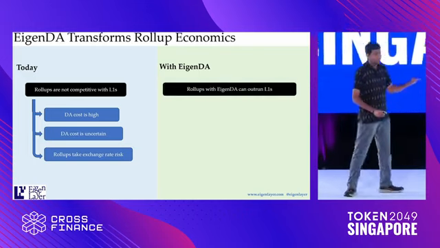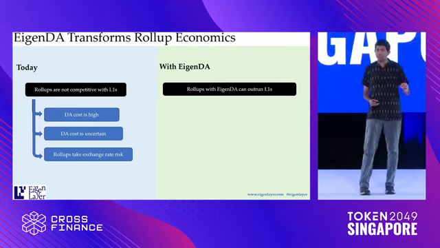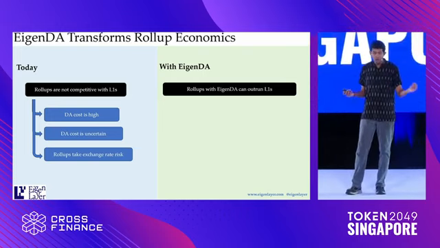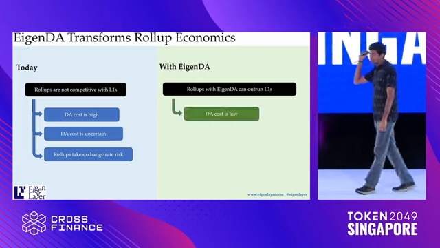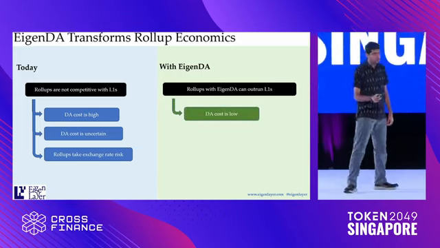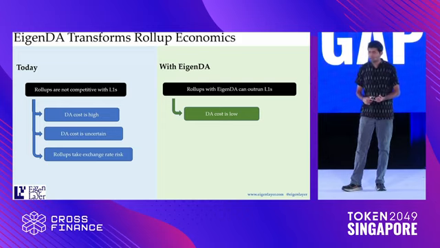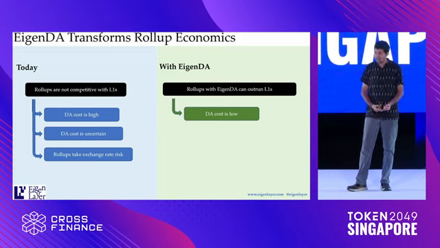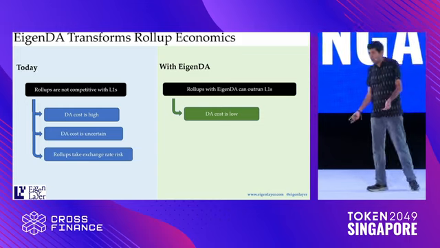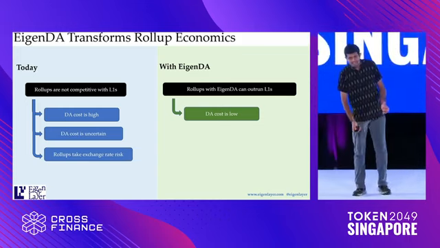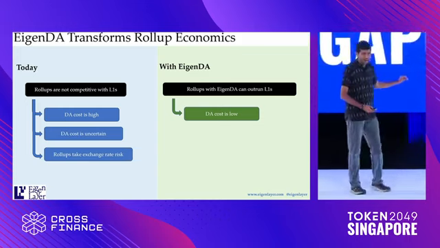EigenDA transforms all of this and makes rollups far more competitive than building your own layer 1. How is this? The first one is that data availability cost is really low. Why is it low? It's low because of the reasons I laid out earlier. No capital cost because capital is shared with Ethereum staking. Low operating cost because every node downloads very little. So the DA cost is actually very low.